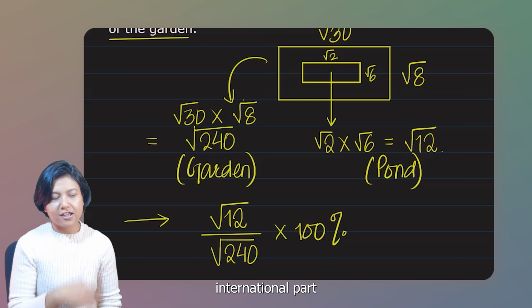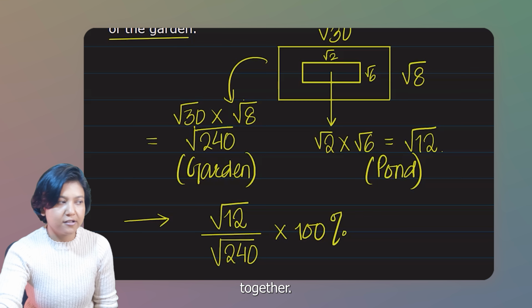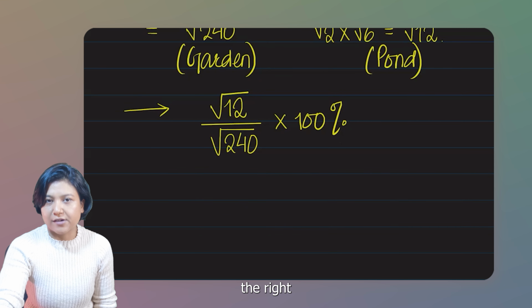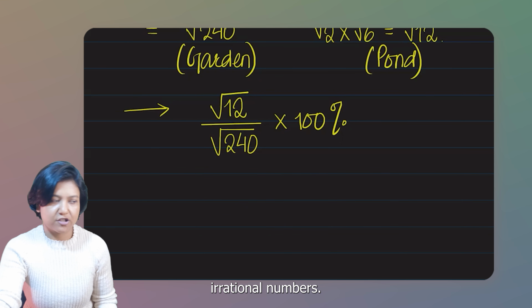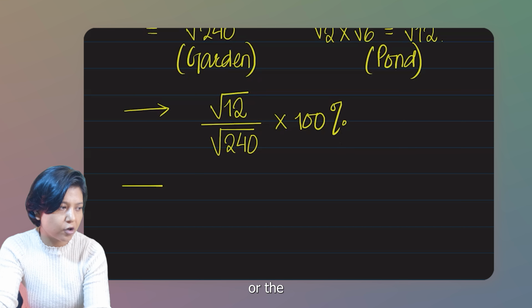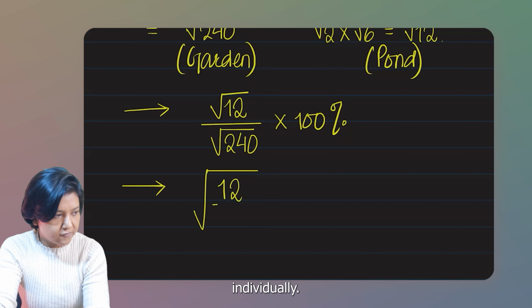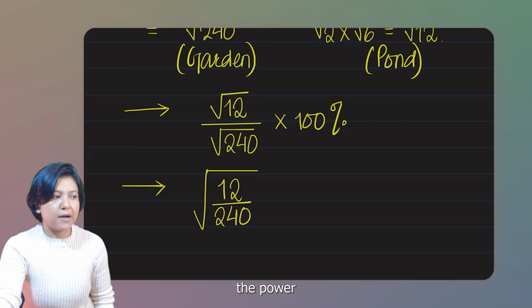Now, if you look at the irrational part, if you look at the two values, you can solve them together. You can always be smart choosing the right property of irrational numbers. If you have two irrational numbers sharing the common power or the common root, then you can give them a common root like this and solve for them individually. Or you can just bring the power common.